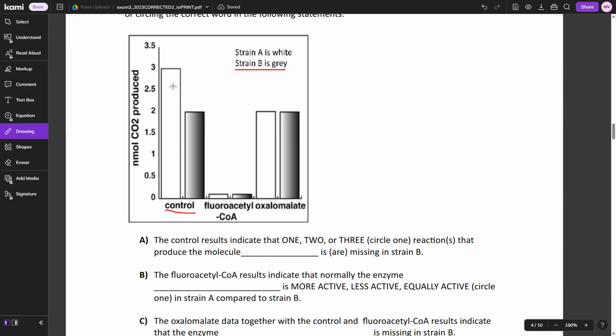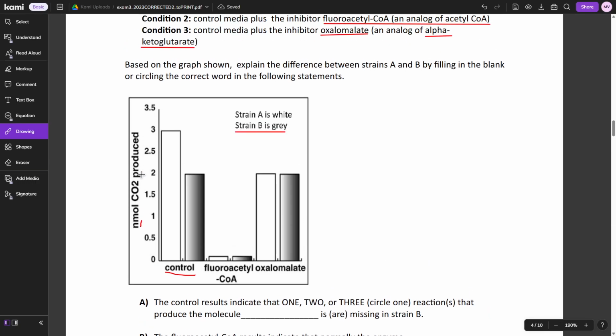So I expect there to be 3 CO2s released, or 3 moles, or 3 nanomoles, or whatever. It doesn't matter if it's nano or not. It still would release 3 moles of CO2, and then if you scale that down, it would be 3 nanomoles, right? So the control in strain A releases 3 nanomoles of CO2, which makes perfect sense. 1 from PDH, 1 from 3, and then 1 from 4.